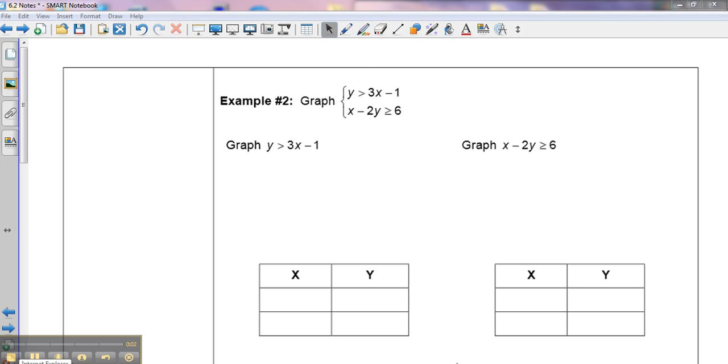Okay, guys, let's do one more. Okay, this is example number 2 over on the back, and this has actually got two different kinds of equations.